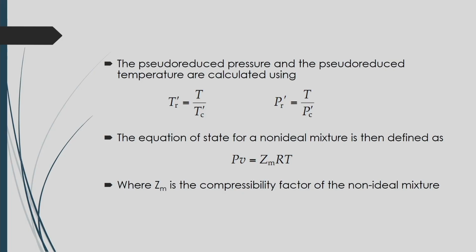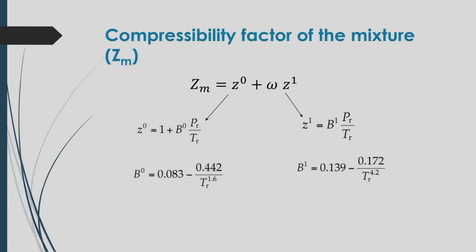Now, the pseudo reduced pressure and the pseudo reduced temperature are calculated using these equations. Tr dash will be T divided by Tc dash, and Pr dash will be equal to P by Pc dash. The equation of state for a non-ideal mixture is then defined as PV equals Zm RT. What is Zm? Zm is the compressibility factor of the non-ideal gas mixture, so m is for mixture. Now, the compressibility factor of the mixture you can calculate in this way.